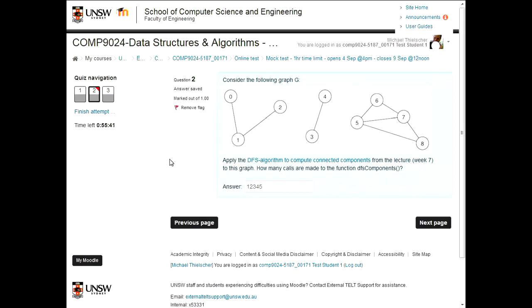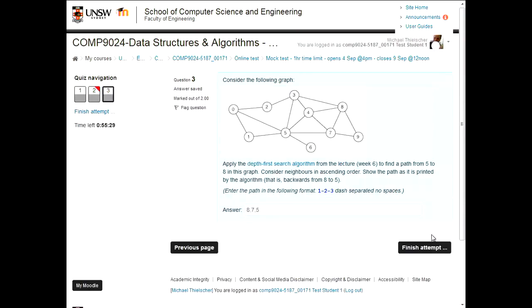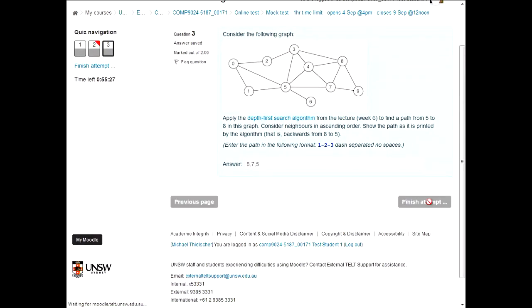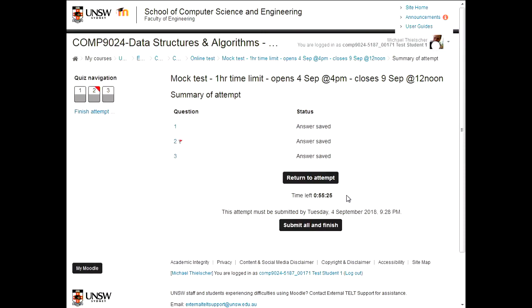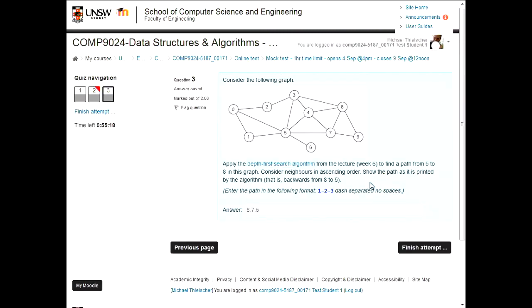Now, once you're satisfied with your answers, here you would still have 55 minutes to answer these questions. You can either click on Finish Attempt here. You can click on Next Page, and at the very end, you can click on Finish Attempt. That doesn't really submit the answers yet. You can still return to the attempt. A clock is, of course, ticking. Finish Attempt.